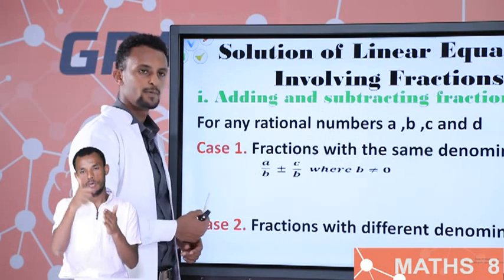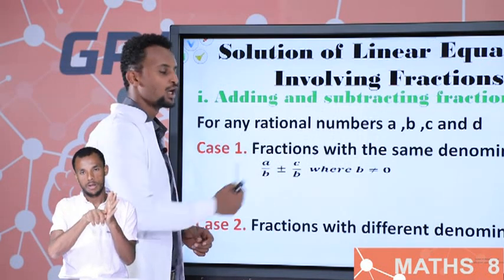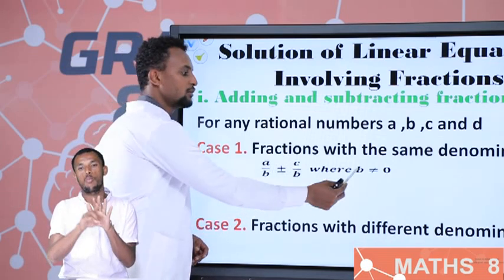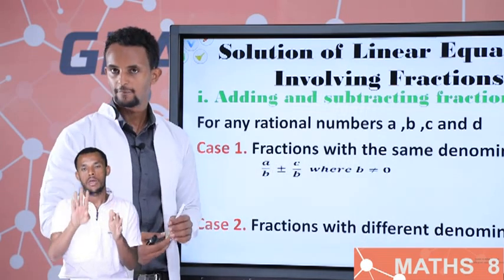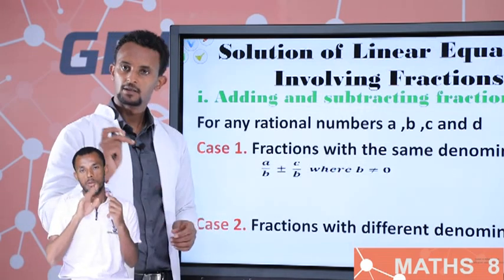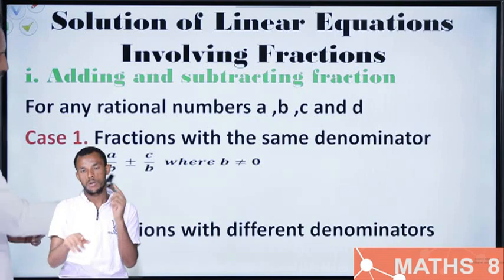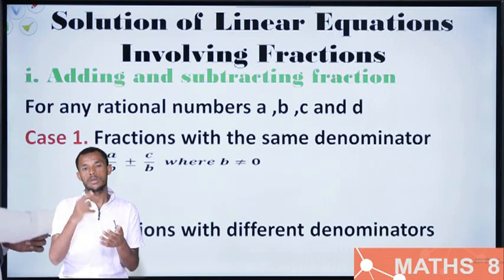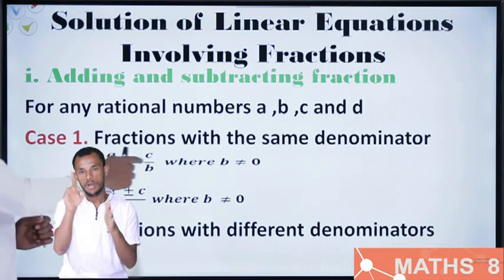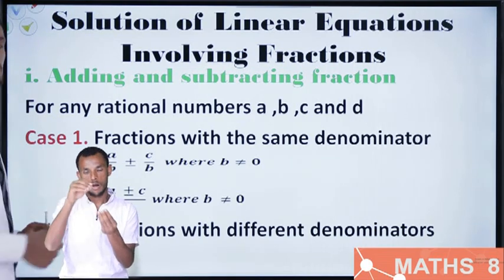Therefore, a over b plus or minus c over b. We have the same denominator. That denominator b has to be different from 0, because a number cannot be divided by 0. Therefore, in this case, we take one of the denominators because they are the same, then simply add the numerators.